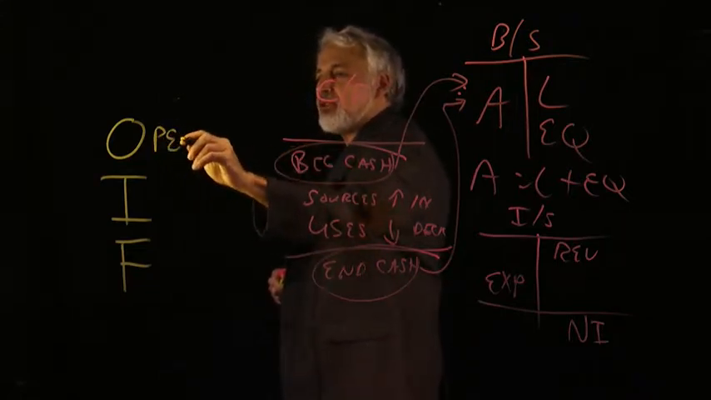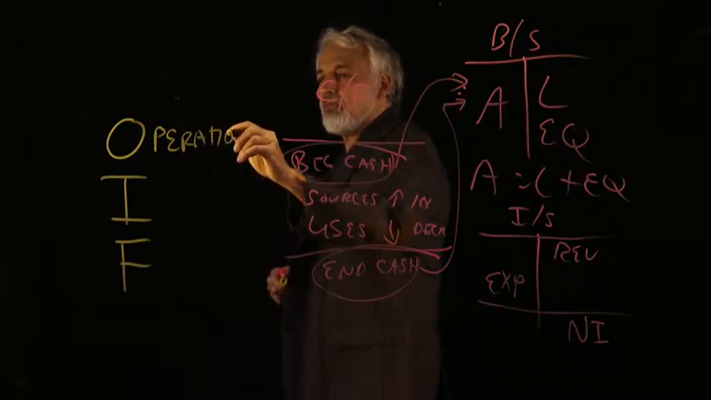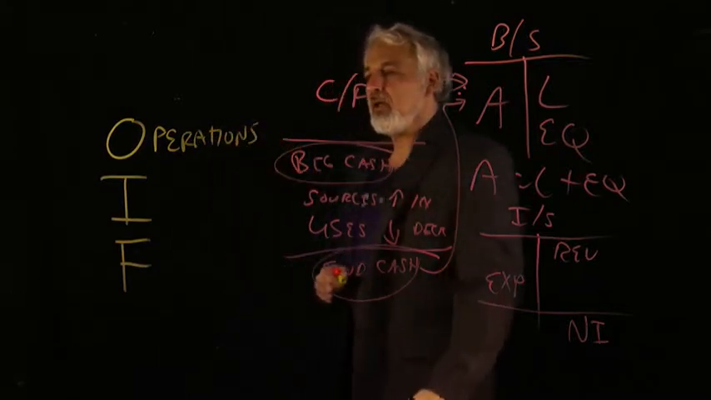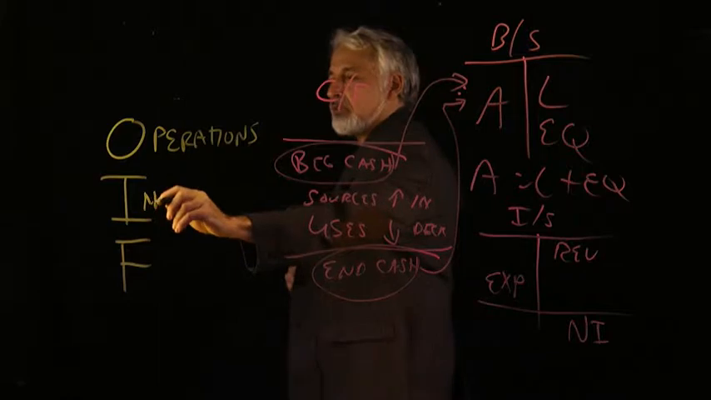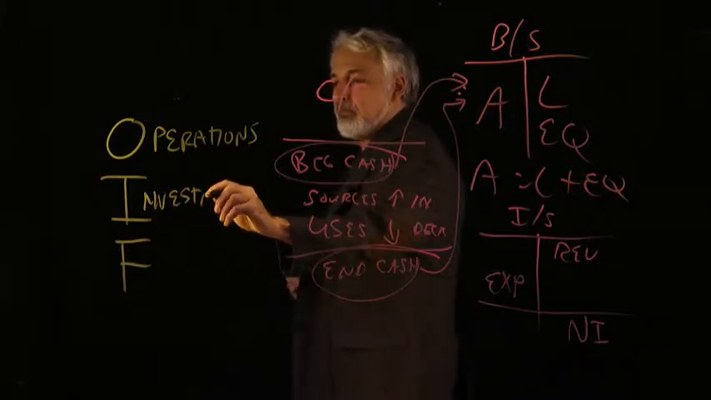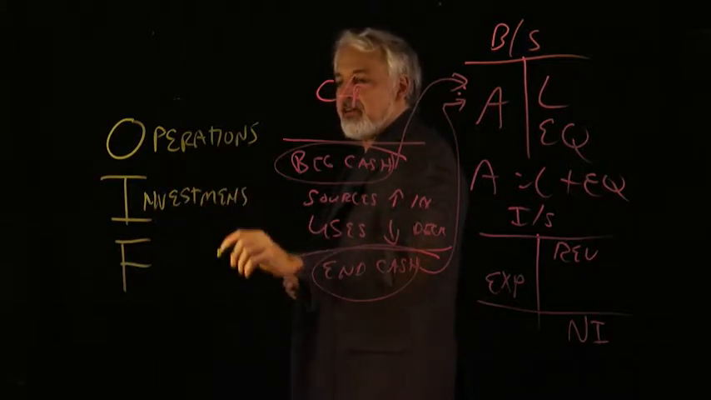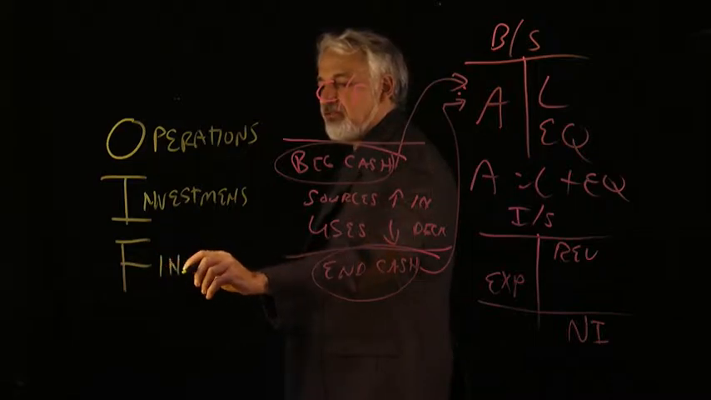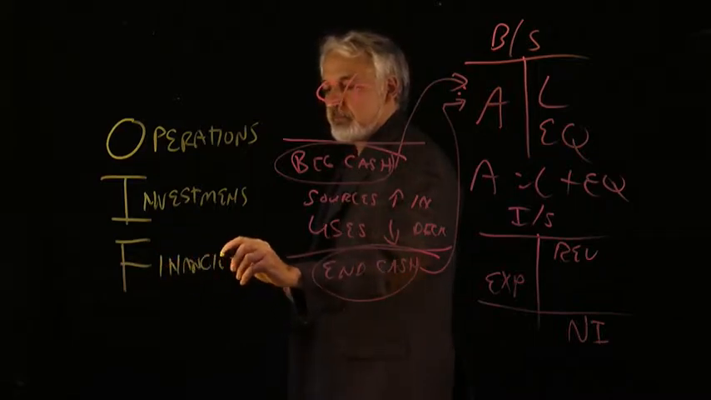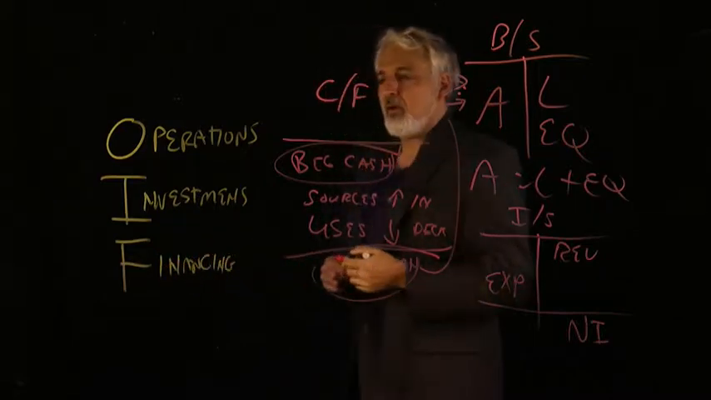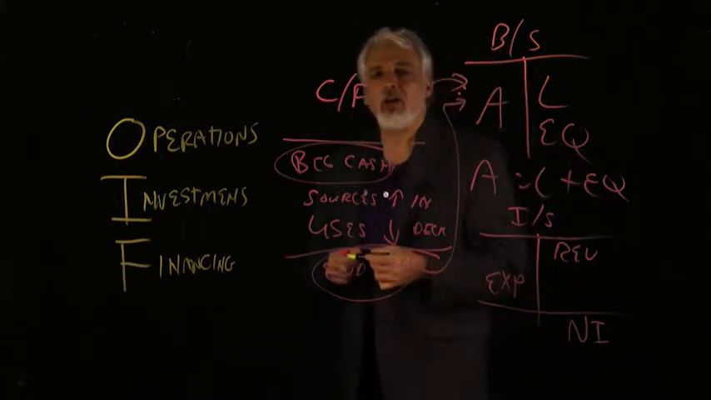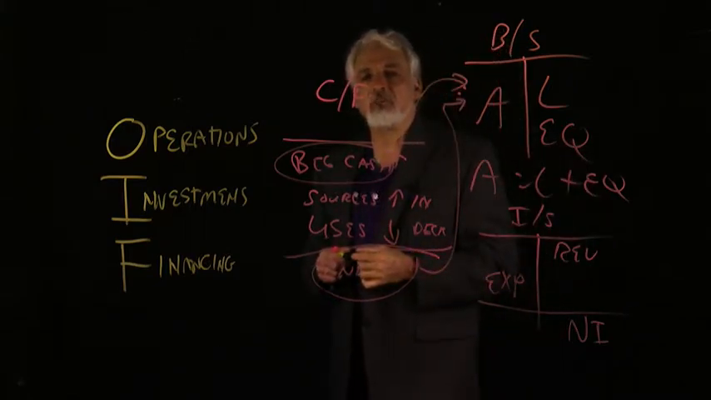So we have cash flows from operations. We'll talk about that in a minute. We have cash flows from investments. And finally, we have cash flow from financing. Why is each one of these important? Why are they distinctive? What's separate and useful about these?